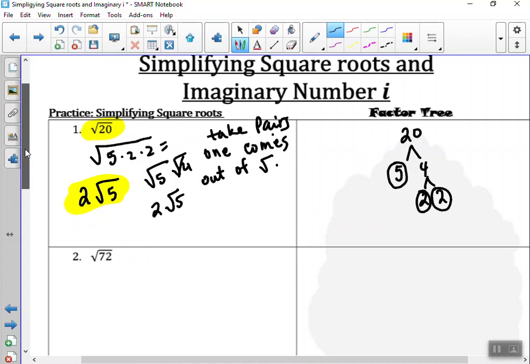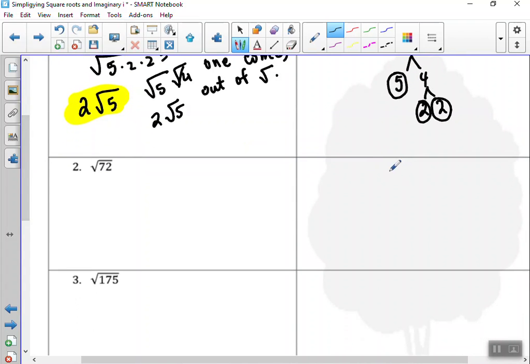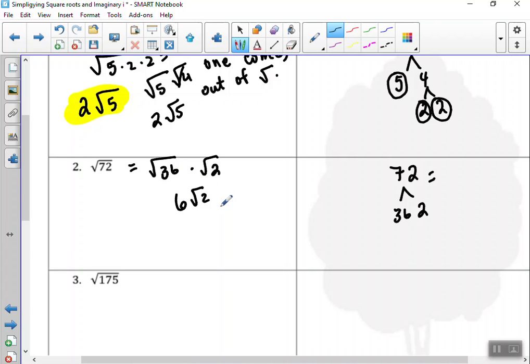So now I'm going to look at 72 with the factor tree. This is the same as what we just did, right? So 72, what did we say? 8 and 9, or actually let me go with 36, because 36 is a perfect square. So this is 36 times 2. If I rewrite this as the square root of 36 times the square root of 2, what is the square root of 36? 6. So this is 6 square root of 2. You can do it that way.